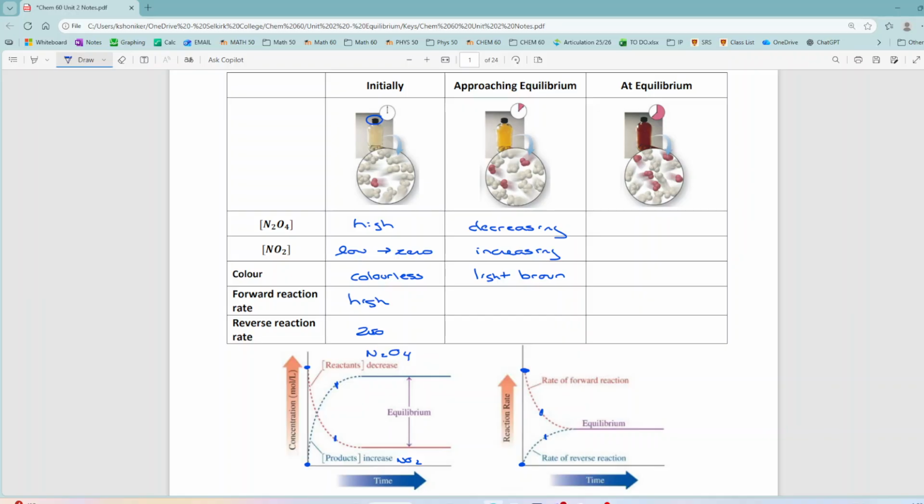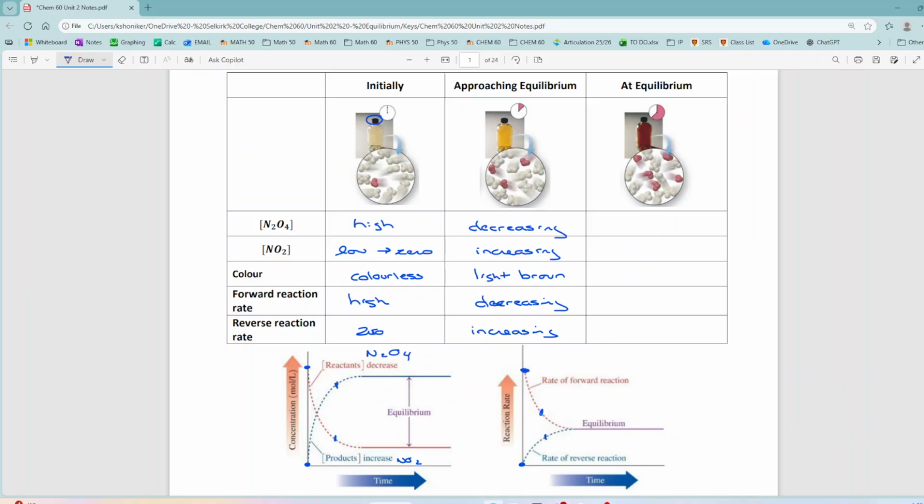The forward reaction is decreasing. You are using up some of those reactants. So the rate of the forward reaction, it's a negative slope, meaning the rate is decreasing, whereas the rate of the reverse reaction is increasing.